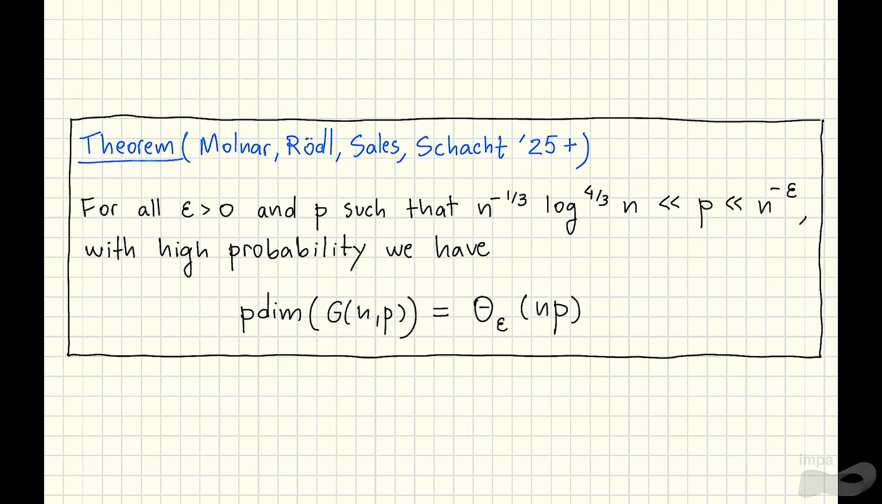And they also showed that for every epsilon and p in between these two parameters, so essentially n^(-1/3) and bounded by n^(-epsilon), the Prague dimension and also the IDIM is a constant times np. So essentially it's given by the degree of G(n,p), okay?